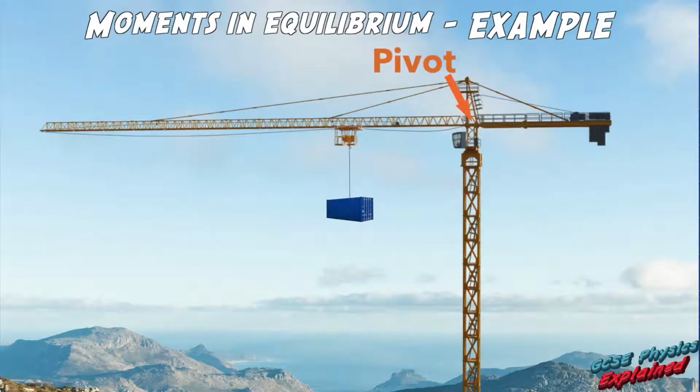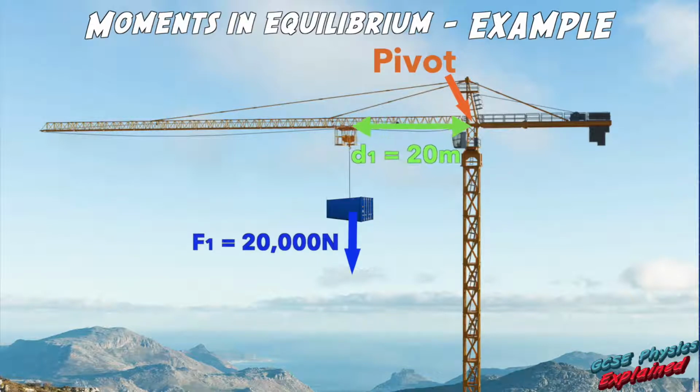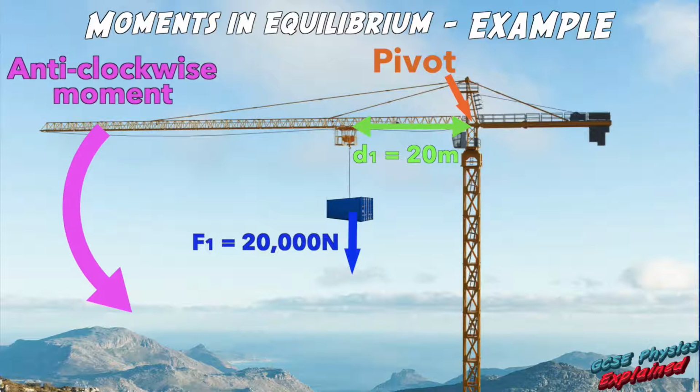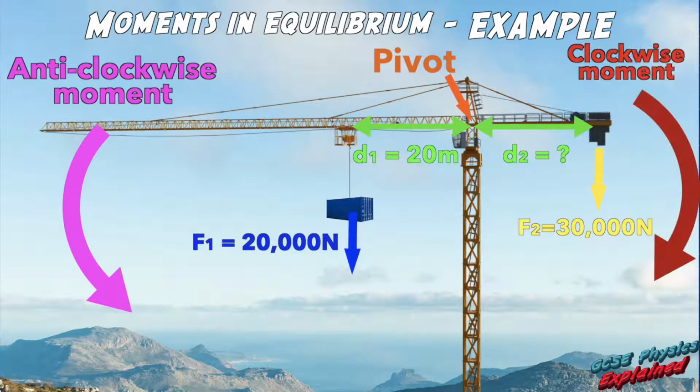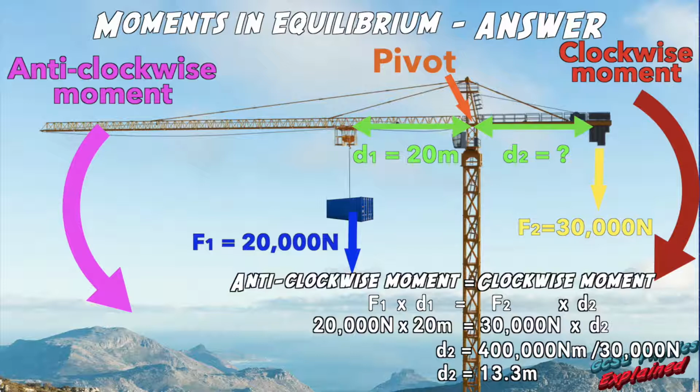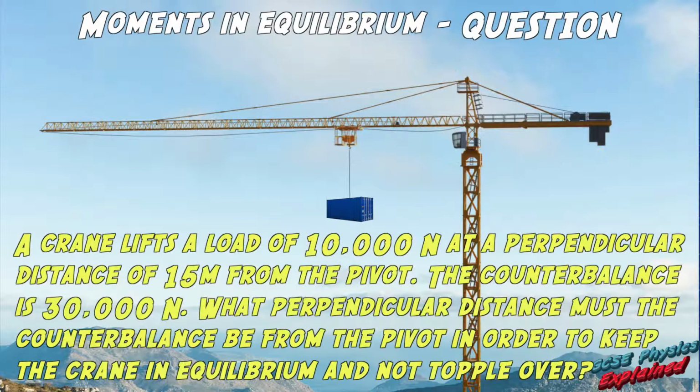Let's say the crane lifts a load of 20,000 newtons at a perpendicular distance of 20 metres from the pivot. If the counterbalance is 30,000 newtons, what perpendicular distance must the counterbalance be from the pivot in order to keep the crane in equilibrium and not topple over? Here's the answer. Here's a question for you to try. And here's the answer.